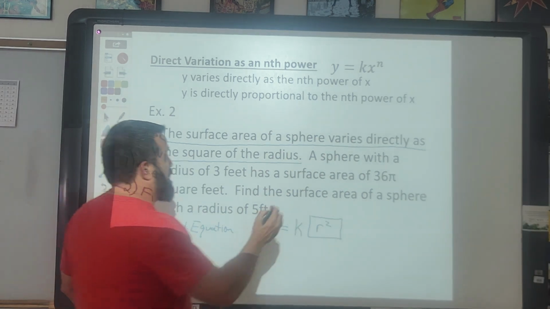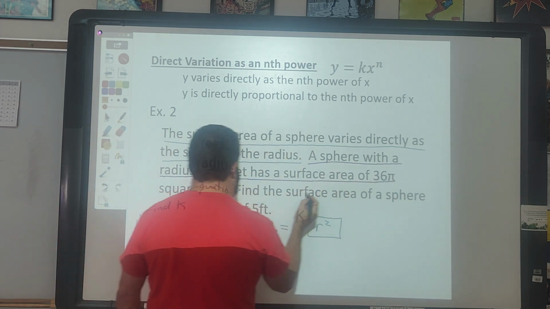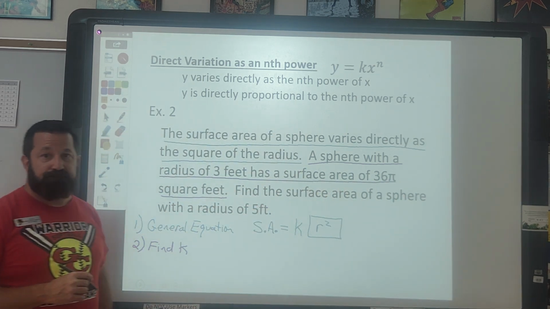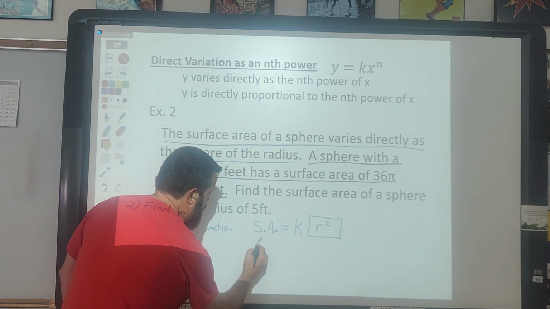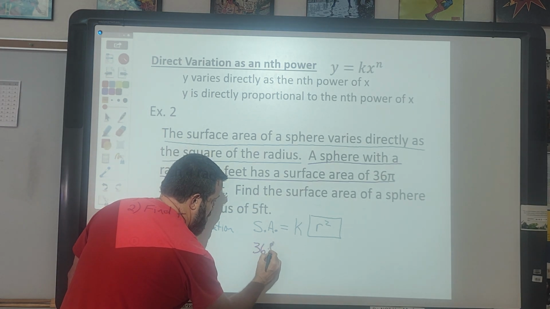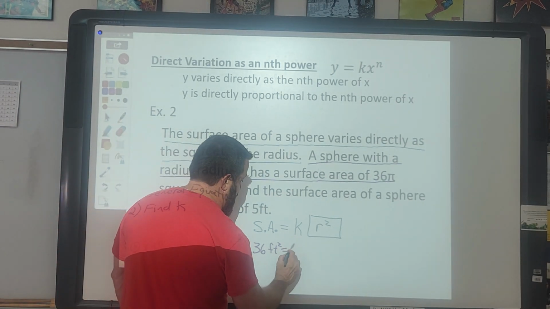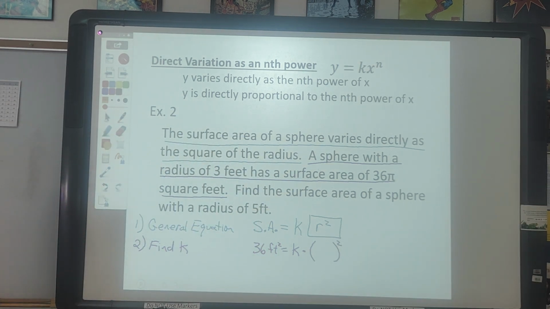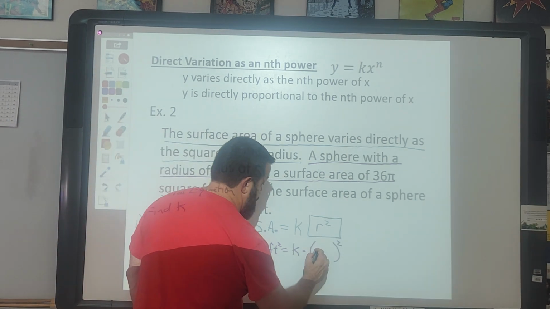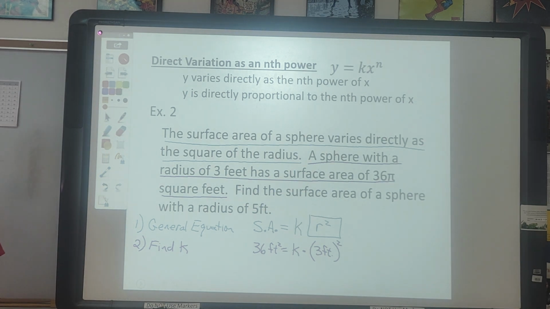That's why the next part, it says I have a sphere with a radius of 3 feet and the surface area is 36 pi square feet. So I'm going to substitute that in. I have surface area is 36, so the surface area is 36 square feet. On the other side, I have k times, and then I've got my radius squared. My radius, it says, is 3 feet. So when I substitute this information in, you'll notice the only thing missing is k. So that means I should be able to solve for it.